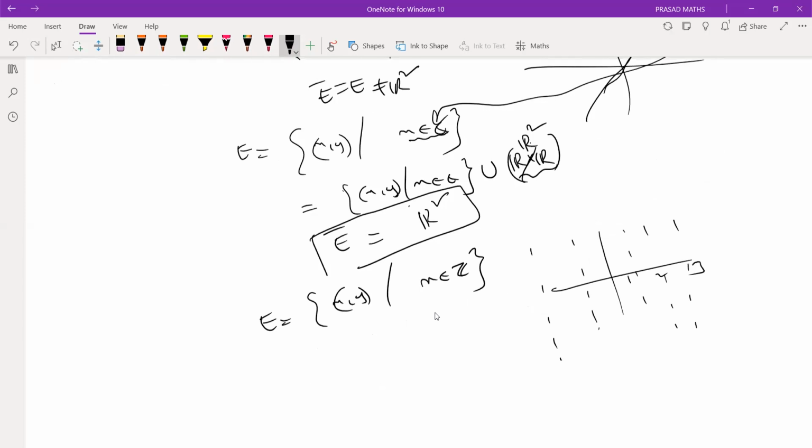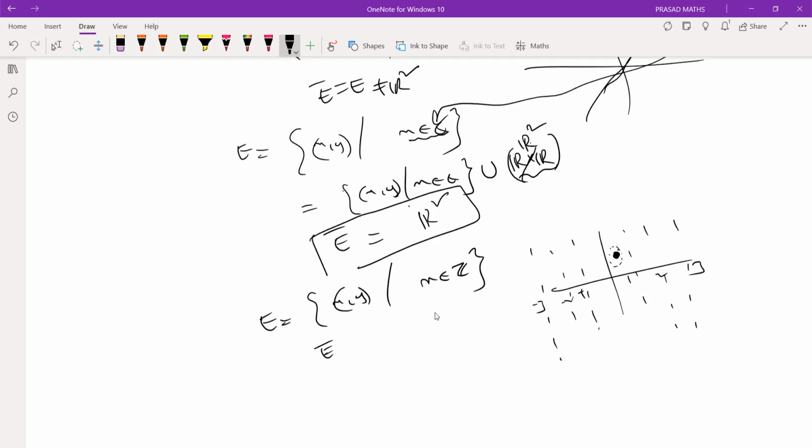This is 1, 2, 3, and this is -1, -2. Is it dense? No, because is this a limit point? No, right? So this cannot be a limit point. I can find a neighborhood which never intersects the set E. Therefore, the closure cannot be R2.